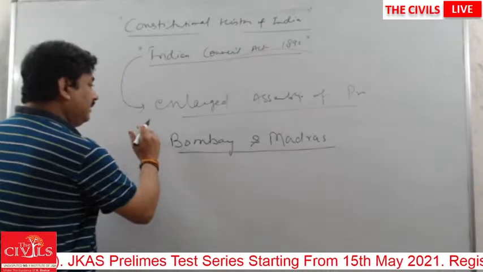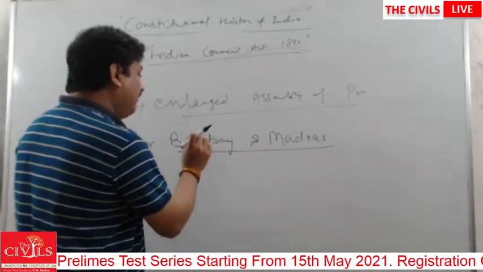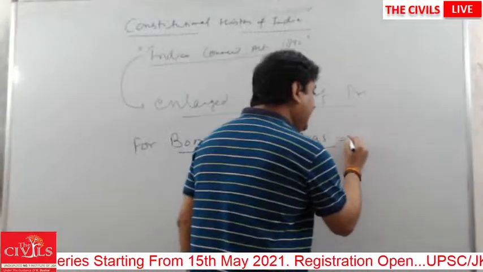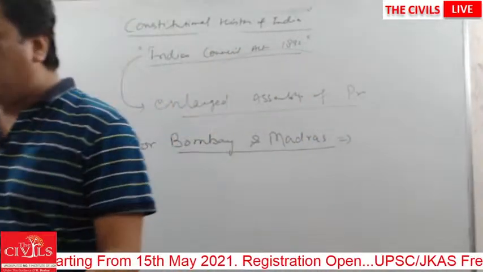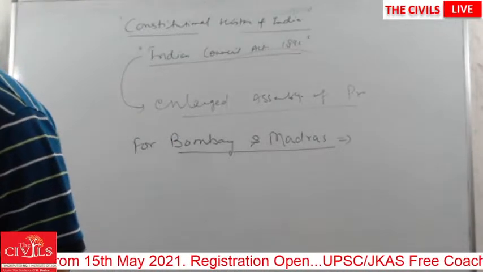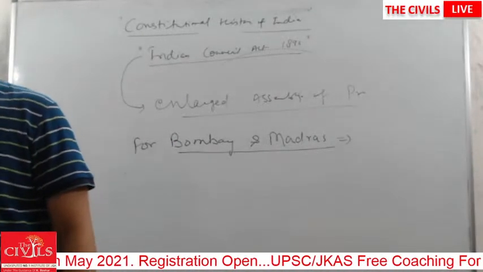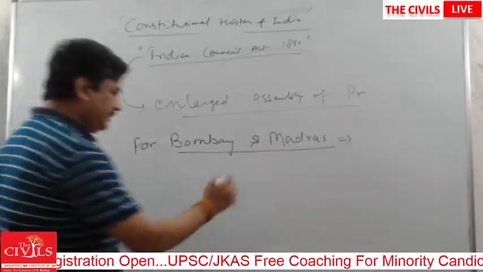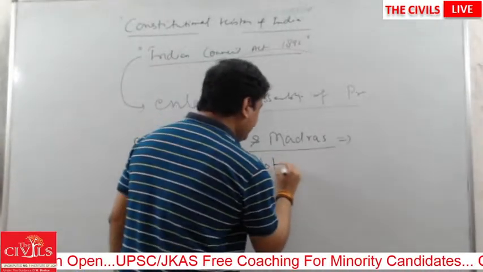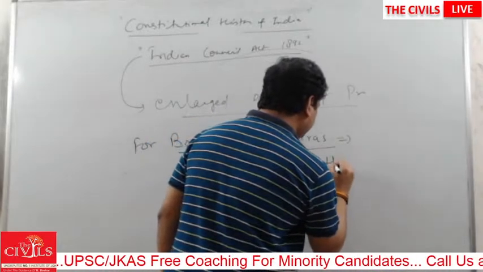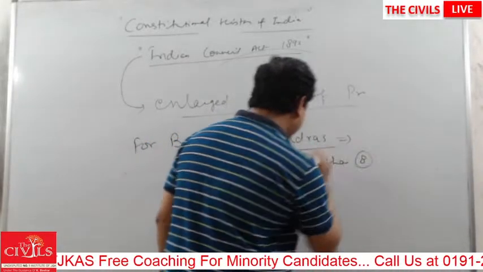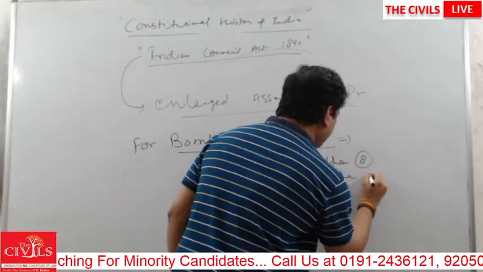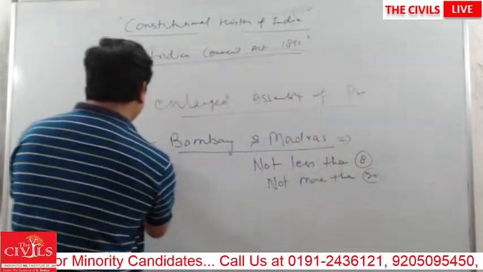The legislative assembly of Bombay and Madras was enlarged by addition of not less than 8 members and not more than 20 members. Number 1 point.